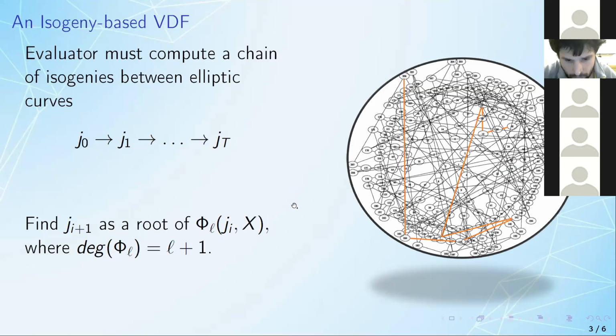So there's a lot of math behind isogenies and elliptic curves, but for this, really all you need to know is that there's a special polynomial called the modular polynomial, where 2 elliptic curves have an isogeny of degree L connecting them, if and only if their j-invariants are roots of this polynomial. And this polynomial is of degree L plus 1. So the method that we propose is that the evaluator just computes the next j-invariant in the walk by finding roots of this polynomial.